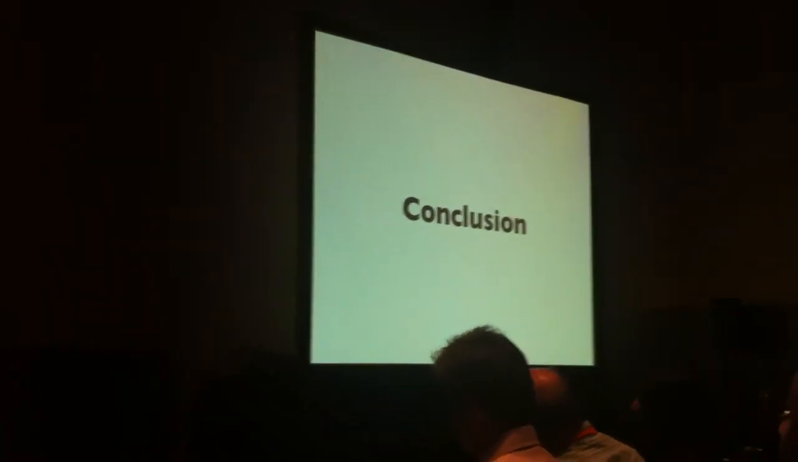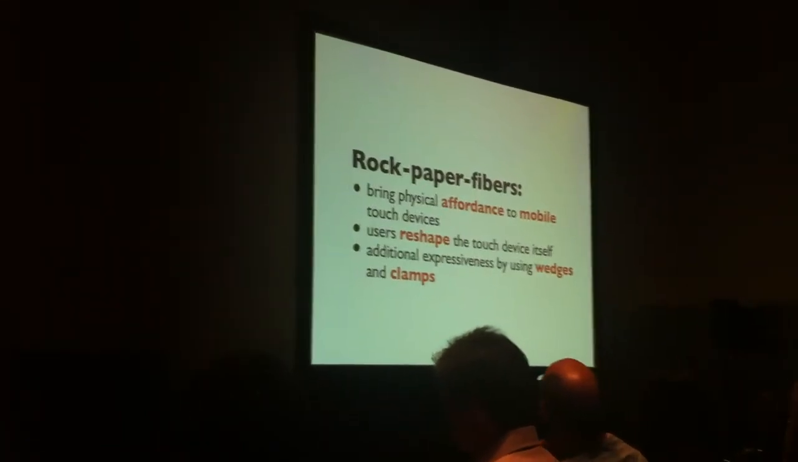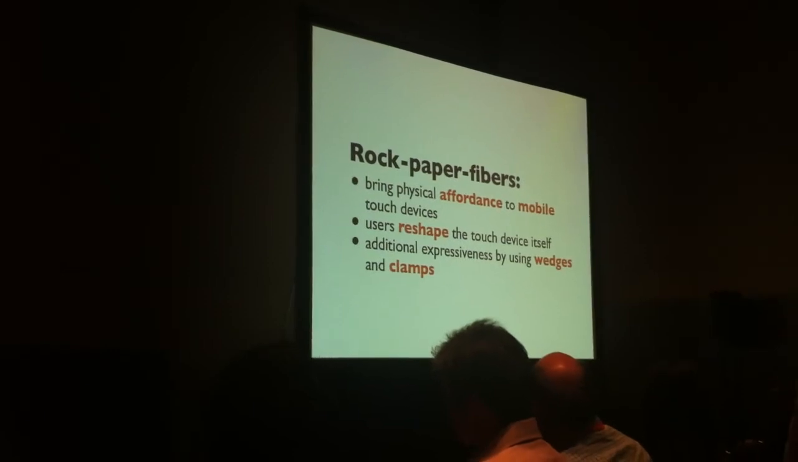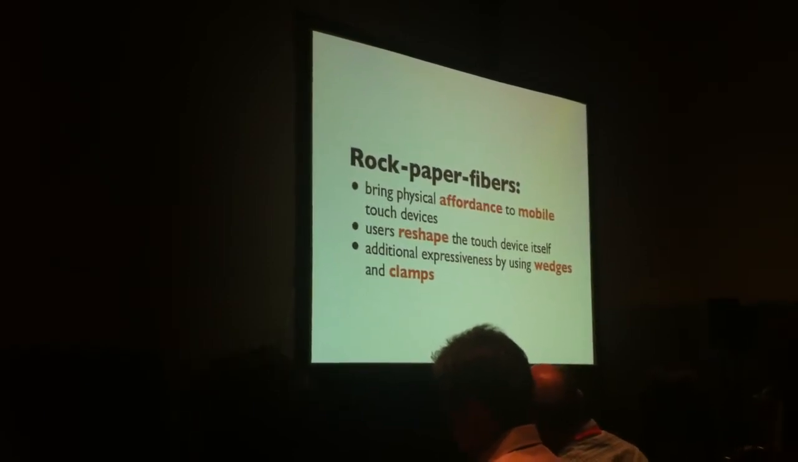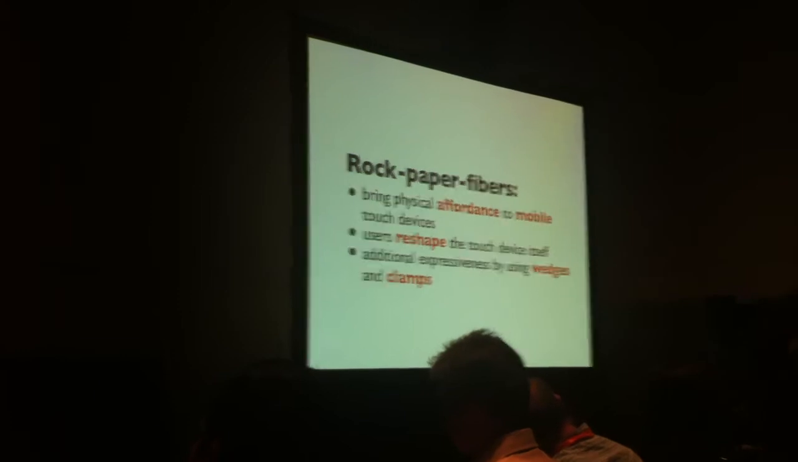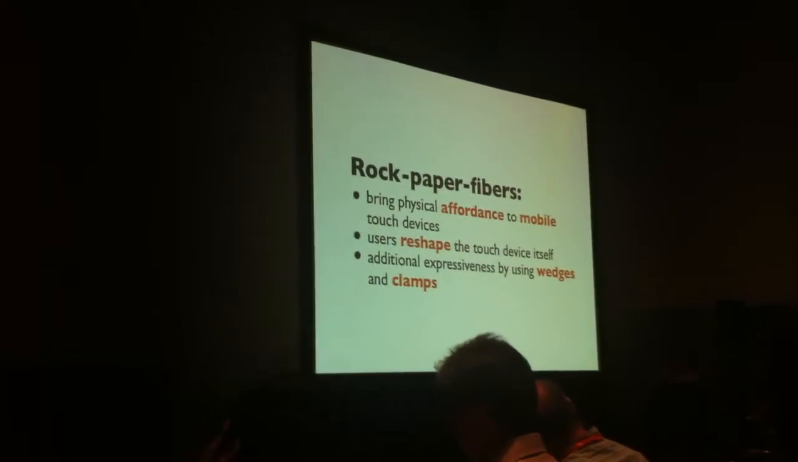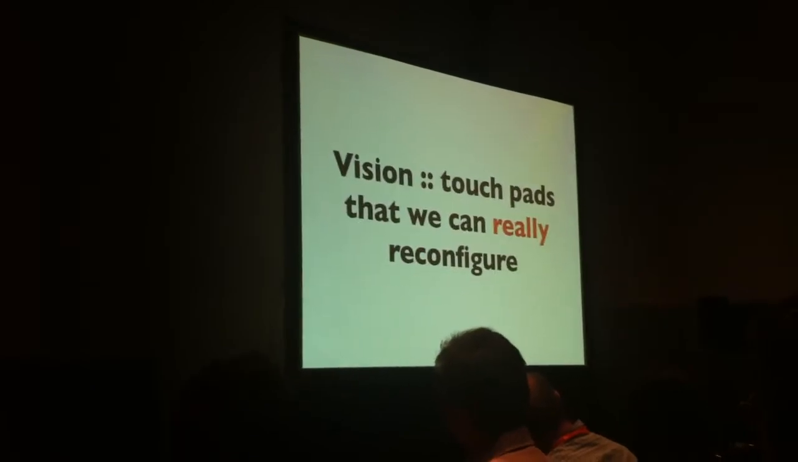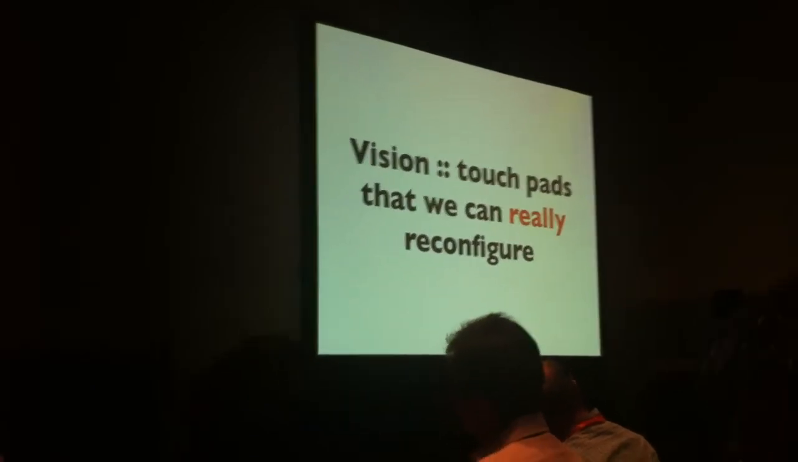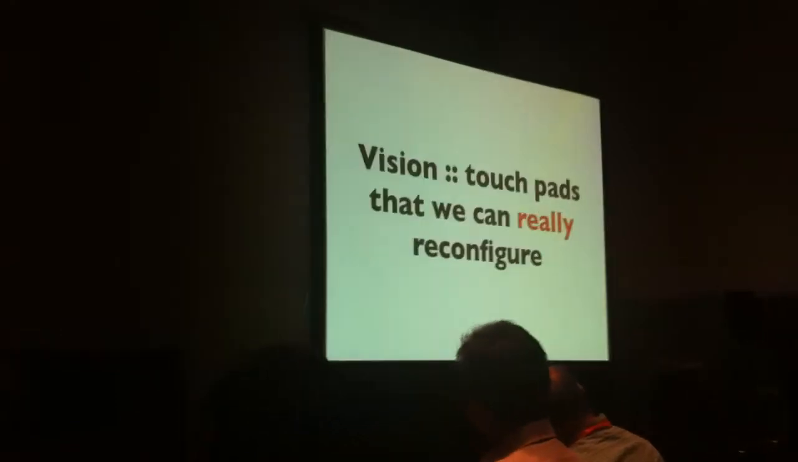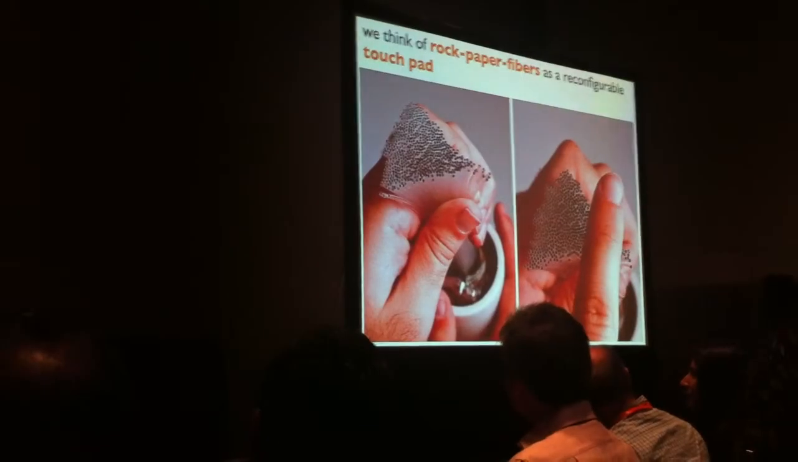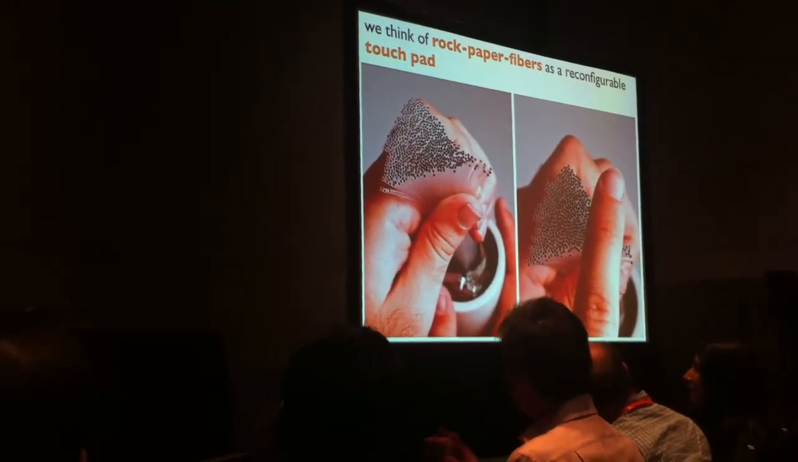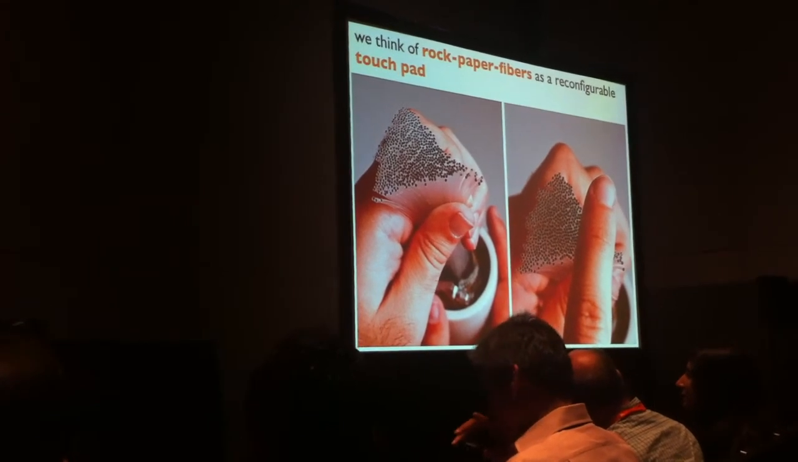So let me conclude. In summary, with rock paper fibers, we are bringing physical conformance to normal touch devices by making the touch device itself deformable. And we can add some additional expressiveness using the wedges and clamps I showed you. The vision of the whole thing is that we have a touchpad that we can really reconfigure. So we think of rock paper fibers as a reconfigurable touchpad.